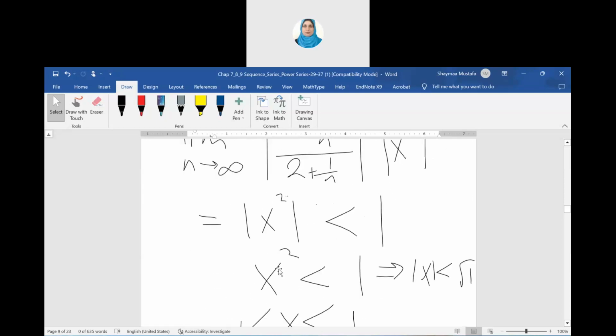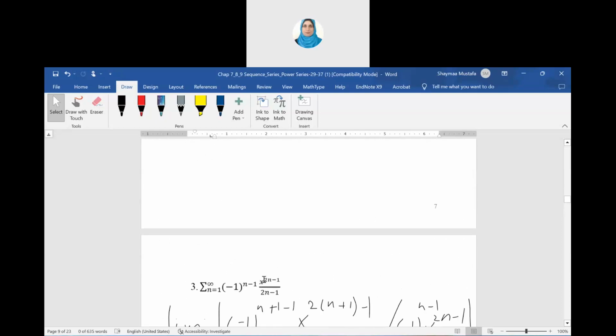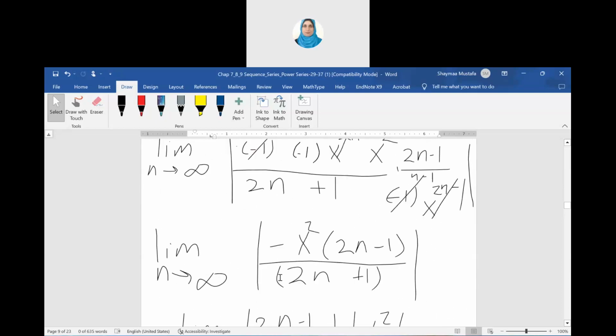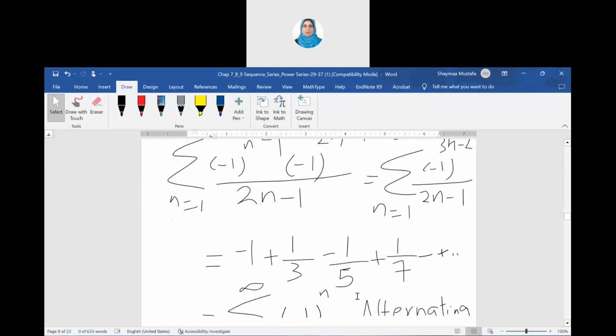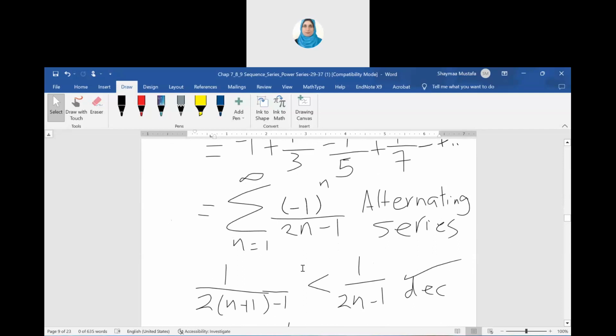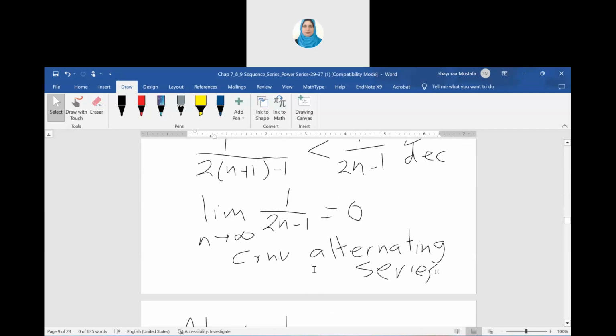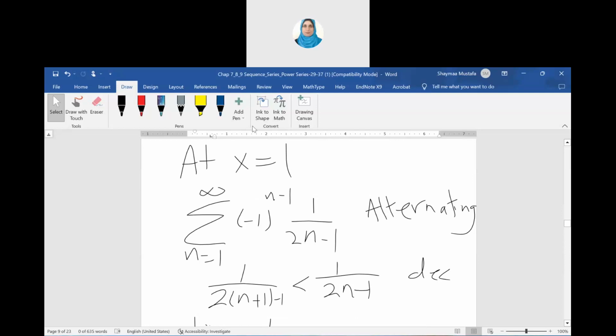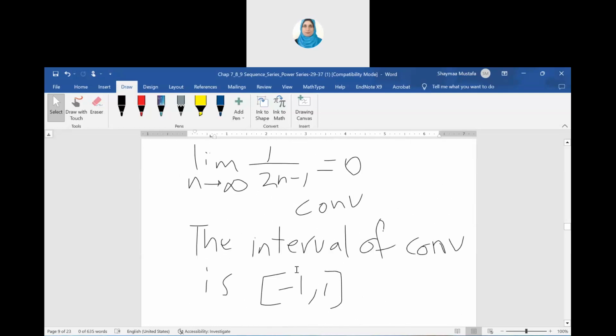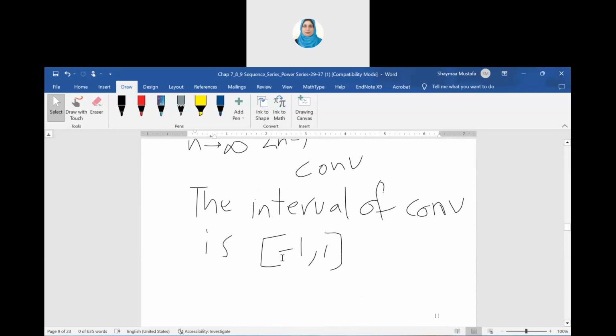So at x equal -1, you need to substitute x by -1. We have this alternating series, and by applying the alternating series test, the series converges. At x equal 1, when we substitute x by 1, we have another alternating series, which also converges. So your interval this time is from -1 to 1, including the points -1 and 1.